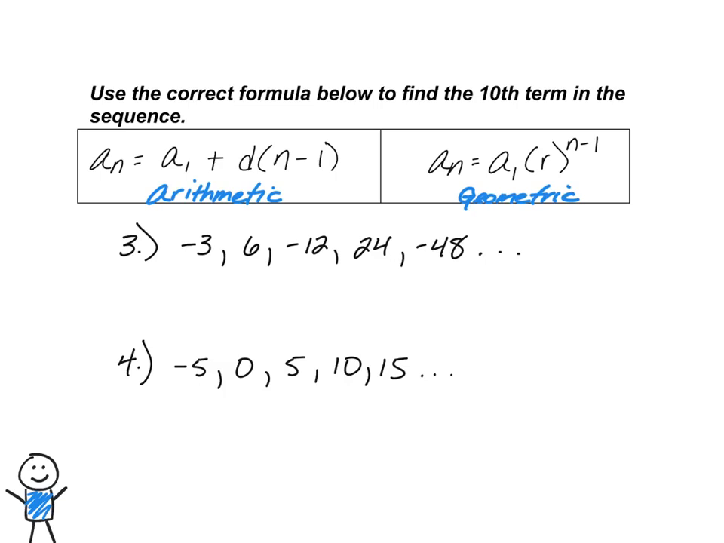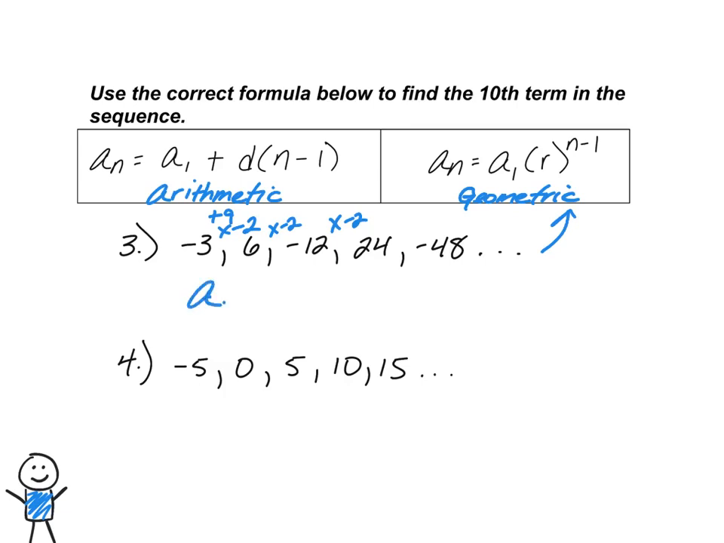From negative 3 to 6 would be a plus 9, or we could multiply by negative 2. So both of those work, either adding 9 or multiplying by negative 2. Well, from 6 to negative 12, I did not add 9, but 6 times negative 2 would give me a result of negative 12. Negative 12 times negative 2 would give me a positive 24. So I have found that this is a geometric sequence, meaning I'll use the geometric formula. And here's how that works.